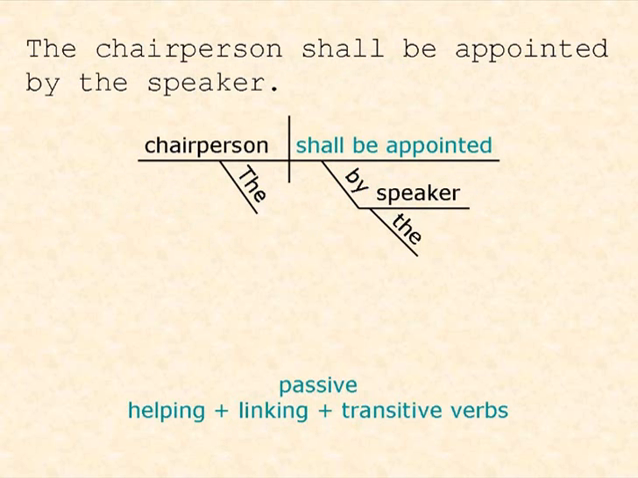Okay, we have covered diagramming transitive verbs and linking verbs. And we have one to go. What is it, Wendy? The passive transitive verb. Raise your hand if you knew that. I didn't know that. In this diagram, shall be appointed is the passive predicate that points back to chairperson, which receives the action.